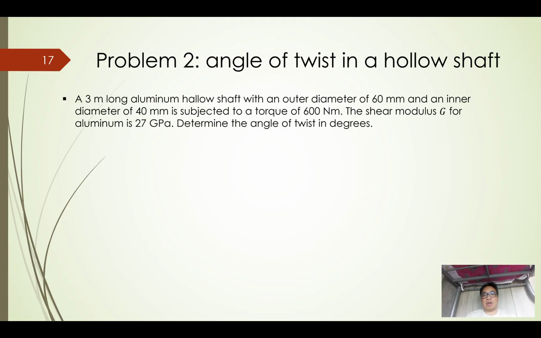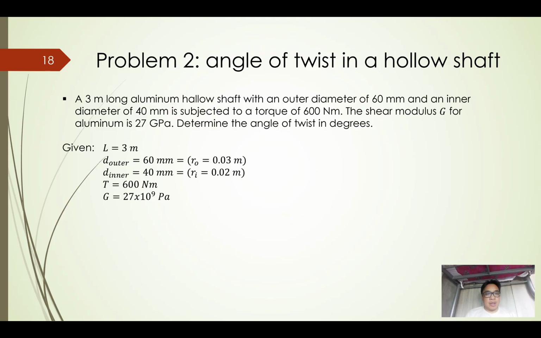Problem number 2, angle of twist in a hollow shaft. A 3-meter long aluminum hollow shaft with an outer diameter of 60 mm and an inner diameter of 40 mm is subjected to a torque of 600 Newton meter. The shear modulus G for the aluminum is 27 gigapascal. Determine the angle of twist in degrees.